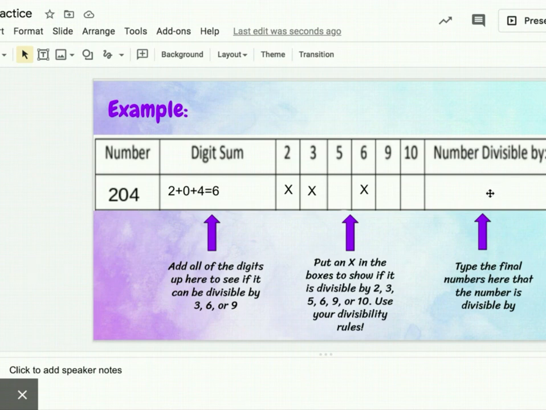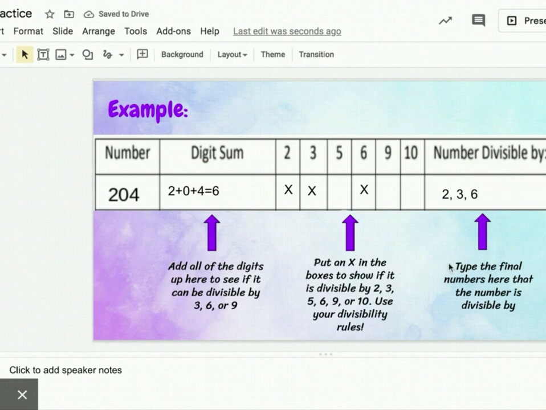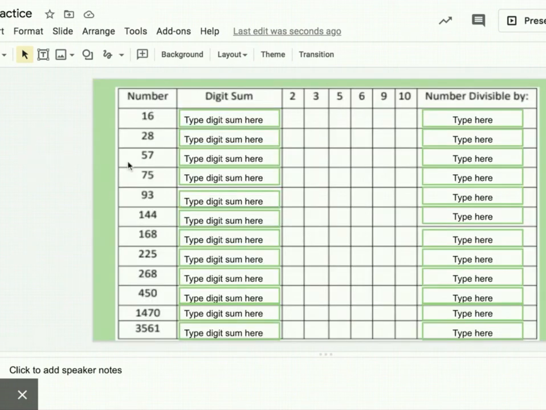So now my final step is to type the numbers that they are divisible by. Well, I said that it was divisible by 2, and that it was divisible by 3, and that it was divisible by 6. So that's how you're going to fill out all of your boxes. So let's look at our final table. This is our table. So we've got 1, 2, 3, 4, 5, 6, 7, 8, 9, 10, 11, 12 that y'all are going to do. Let's do 16 though as another example.